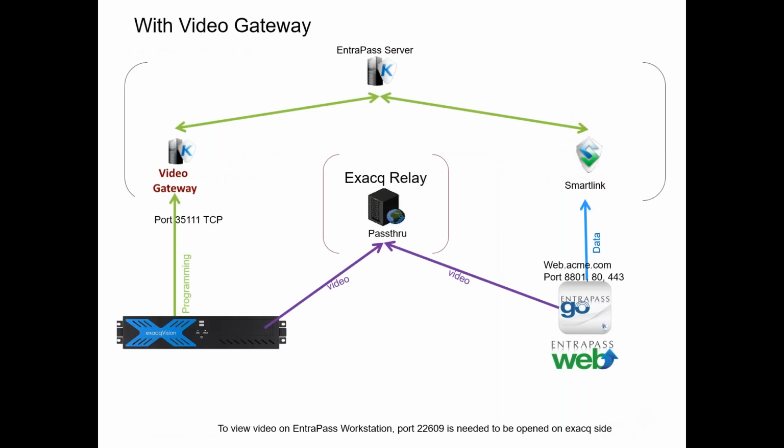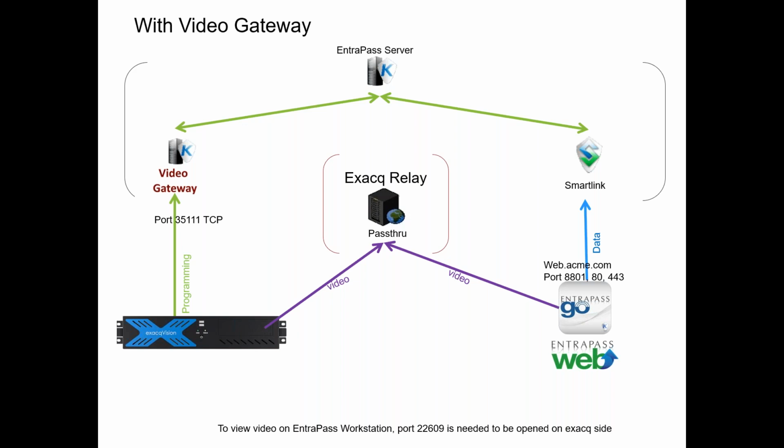But we also added, that was in 7.6.0, which we added this. Now it still required a port to actually view video. So in 7 and 8.20, what we've done is we remove the need to have any kind of inbound ports. So there's no inbound ports required whatsoever on the Exact server, right?